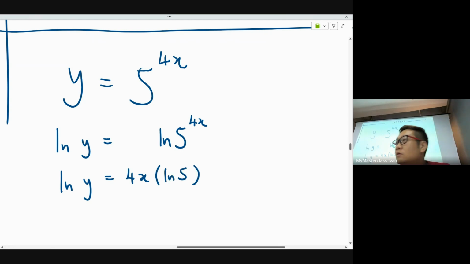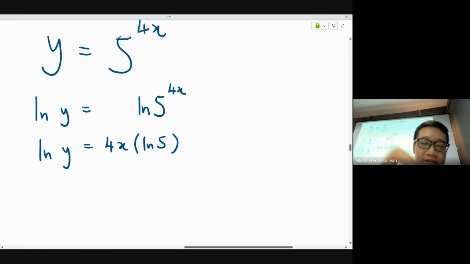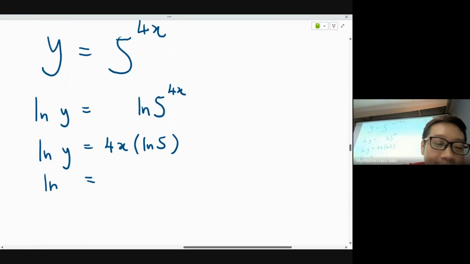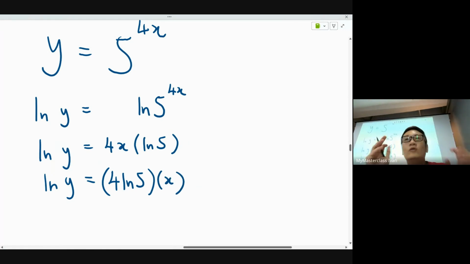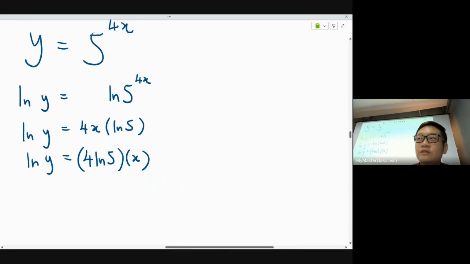Be careful. Ln 5 is a constant. Understand or not? It's the better way to write it as 4 ln 5 because it's a constant together times x. So that's why you don't go and do product rule. You don't do product rule for a constant. You only do product rule for variables. Differentiate ln y becomes what?